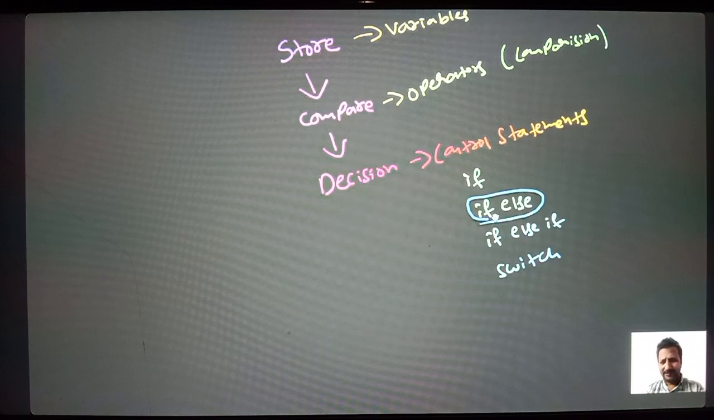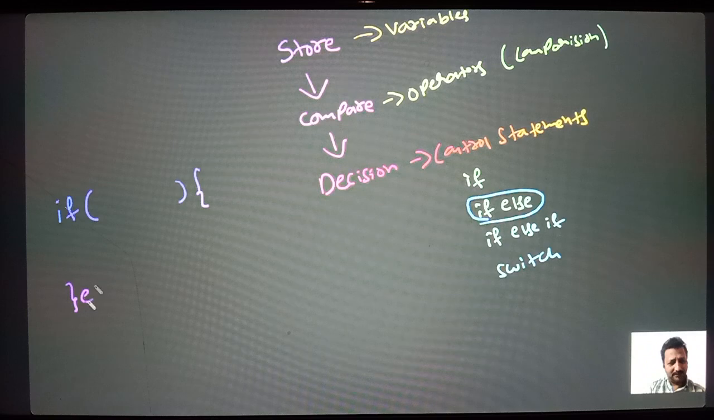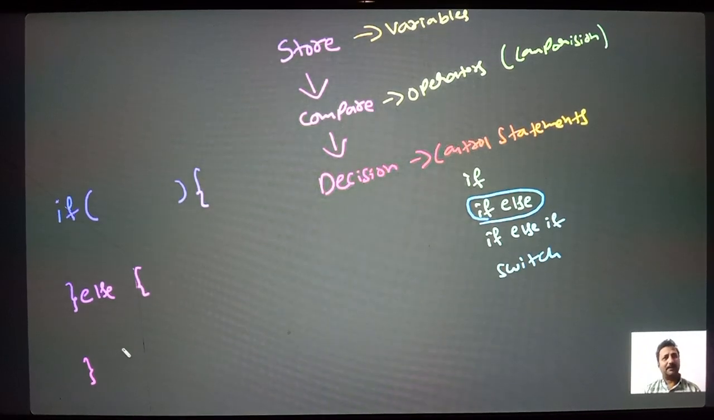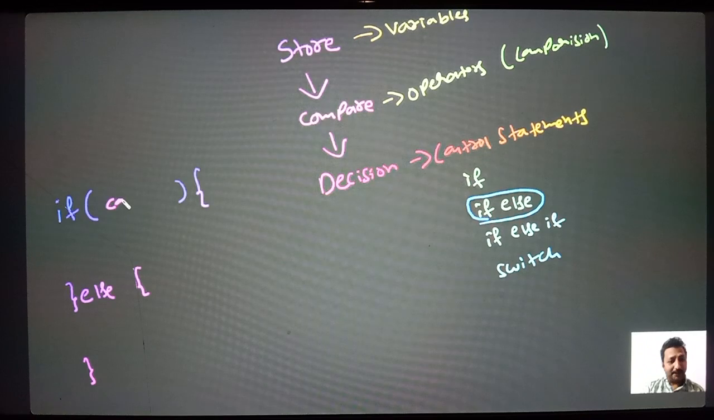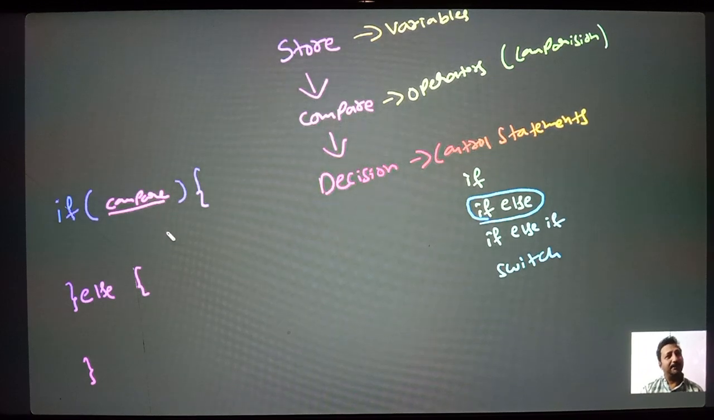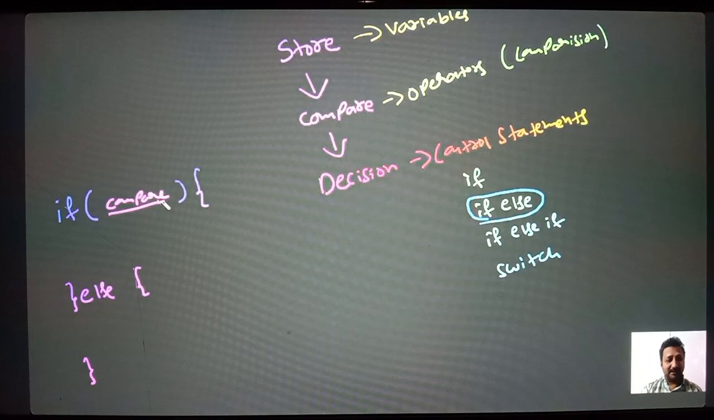What exactly is this? I will write like this: if, parenthesis, flower brackets, else, flower brackets. And here we compare using comparison operators. This comparison generates a boolean. Boolean means either true or false. If this generates true, this part of the code executes. If this generates false, this part of the code executes.